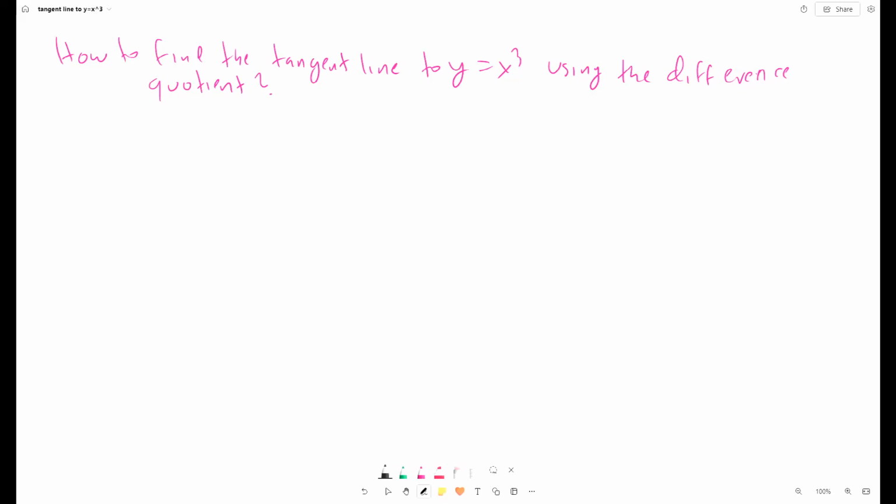So remember, the difference quotient is equal to delta y over delta x, which is equal to f of x plus delta x minus f of x over delta x.